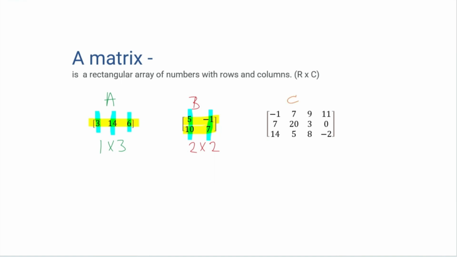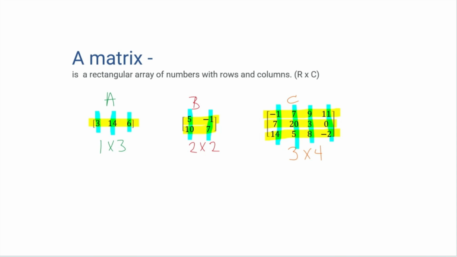This last one has 3 rows, 1, 2, 3, and 4 columns, 1, 2, 3, 4. So this would be identified as 3 rows by 4 columns. So that's how we would identify them.